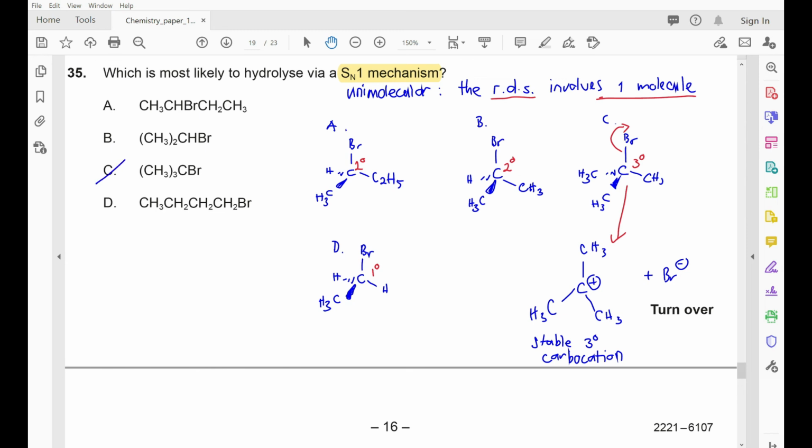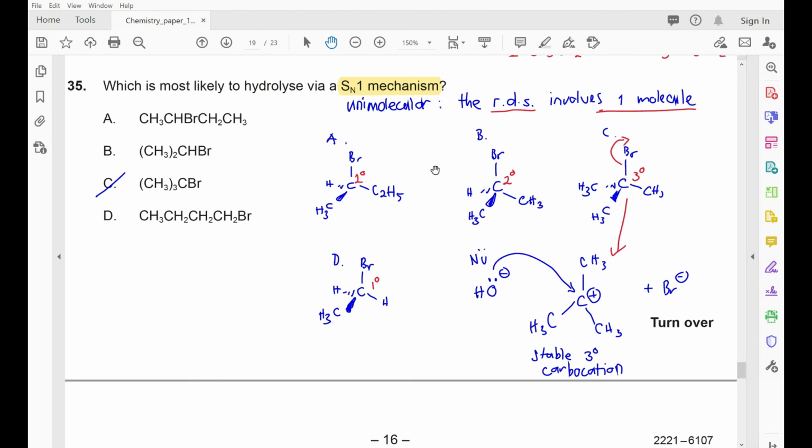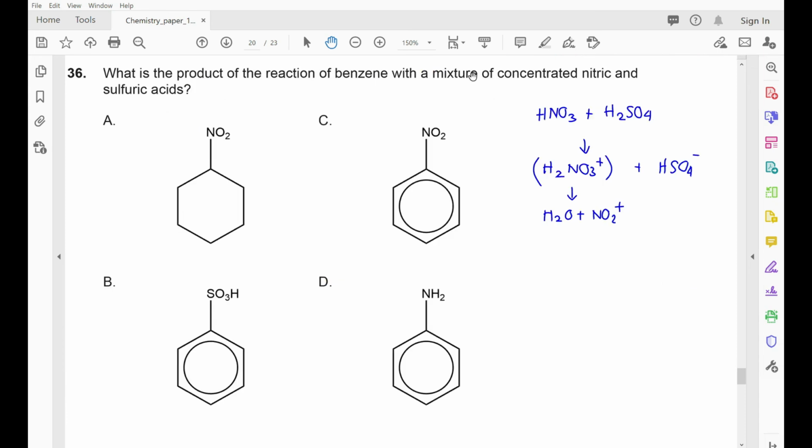Answer is C. Once carbocation is formed, then the hydroxide ion from sodium hydroxide or potassium hydroxide can now act as a nucleophile and attack this positively charged carbon, forming an alcohol. Question 36. What is the product of the reaction of benzene with a mixture of concentrated nitric and sulfuric acid?